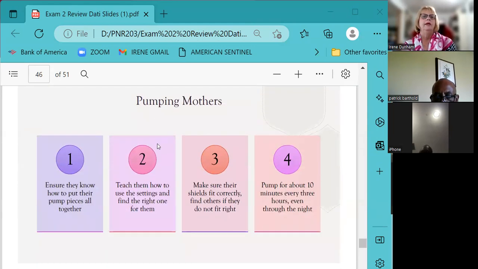Okay. And then here, some moms have to pump because their baby may be in the NICU. So we teach them how to pump. Just ensure they know how to put all the pump pieces together, because those things look a lot better today than they did in the past. They've streamlined them. Teach them how to use the settings and find the right one for them. You put the pump right on the breast, like a big nipple shield, and then you have a little pump, and you turn it on, and it pumps the breast. Boom, boom. Just like if a baby was going to suck, that's what the pump does. You want to make sure it fits well too.